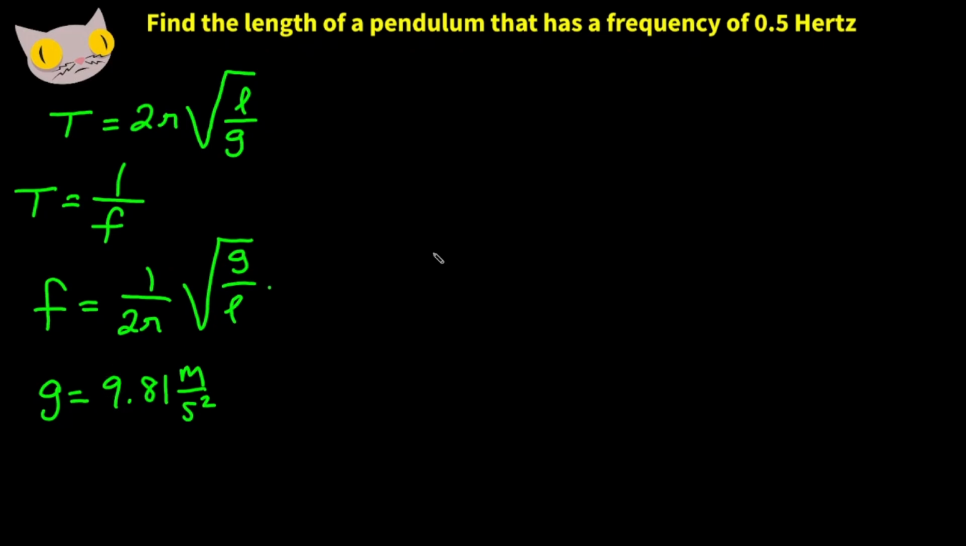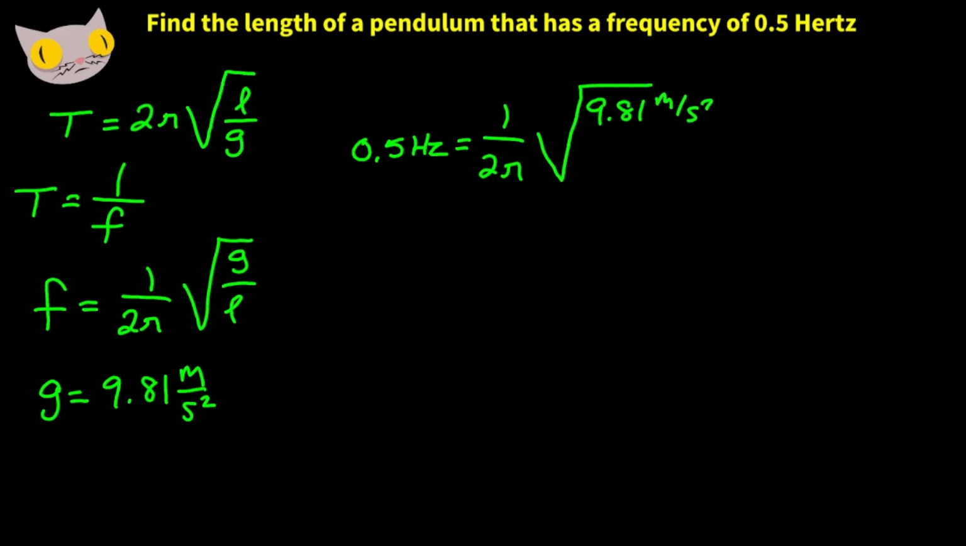So we have a bunch of values. The only thing we're missing is the length of the string. So let's go ahead and plug and play. So our frequency is 0.5 hertz, and that's going to be equal to 1 over 2 pi times the square root of 9.81 meters per second squared over L. So we need to solve for length.